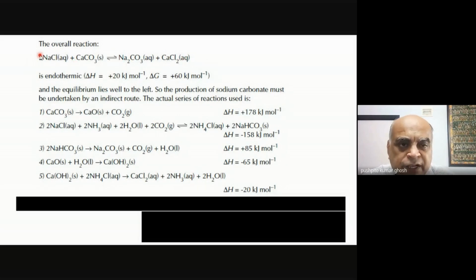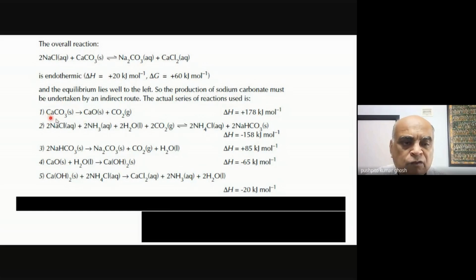Effectively, what you're doing is taking sodium chloride, taking calcium carbonate, converting it into sodium carbonate, which is soda ash, and it forms calcium chloride, which is a byproduct, effluent. Now, this process is thermodynamically not favorable. You can see delta G is plus 60 kilojoule per mole. So you cannot do this process directly. But what Solvay and people before Solvay, in fact, it was really discovered by a physicist, not by a chemist, is an indirect way to make this.